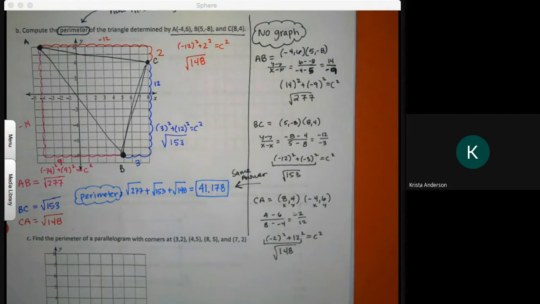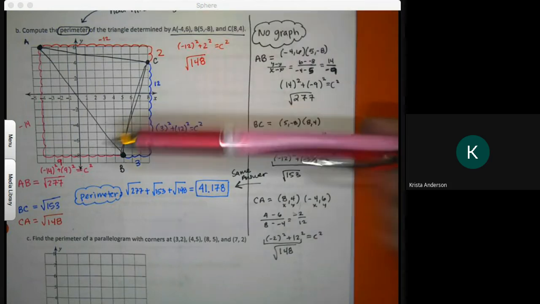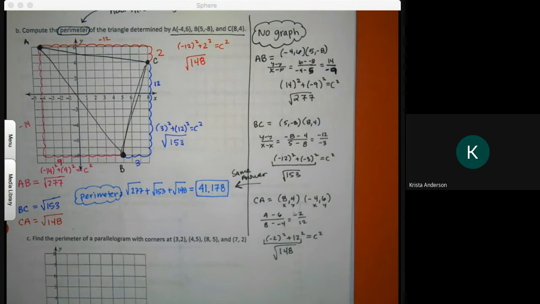Those are your two options. You only need to know how to do one of the ways. Some of you like doing all the work on your calculator, perfectly fine. Some of you will like graphing it. I will print off graph paper for you if you need it.